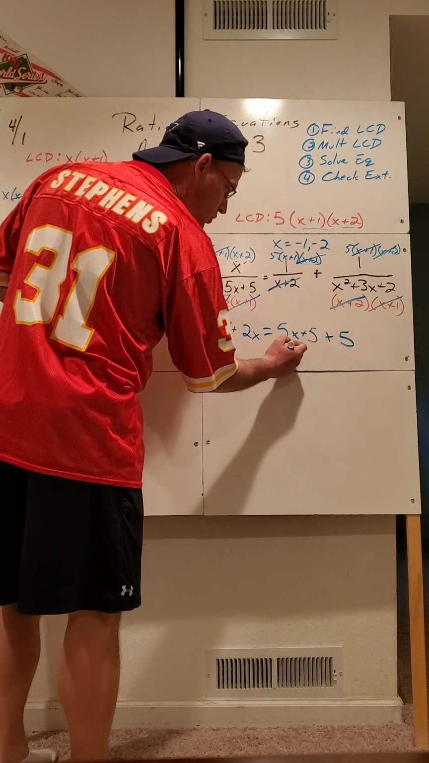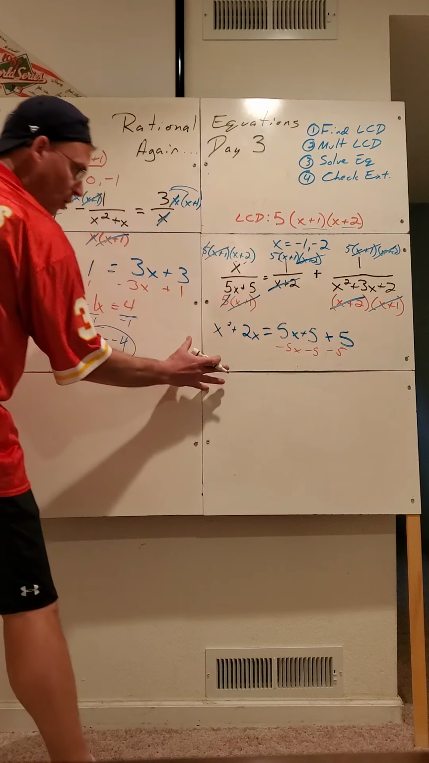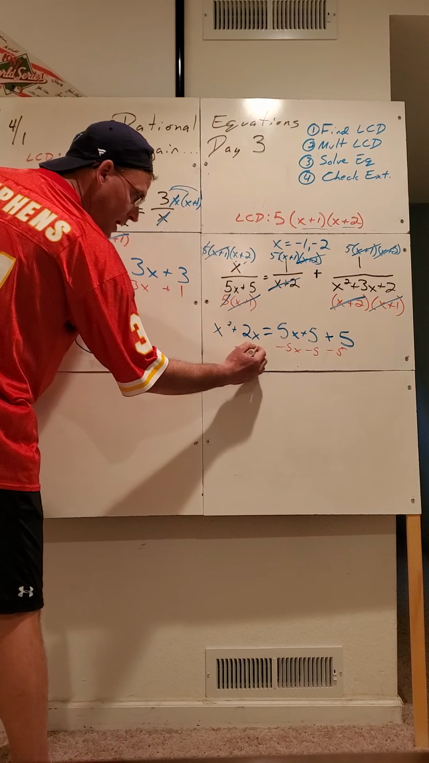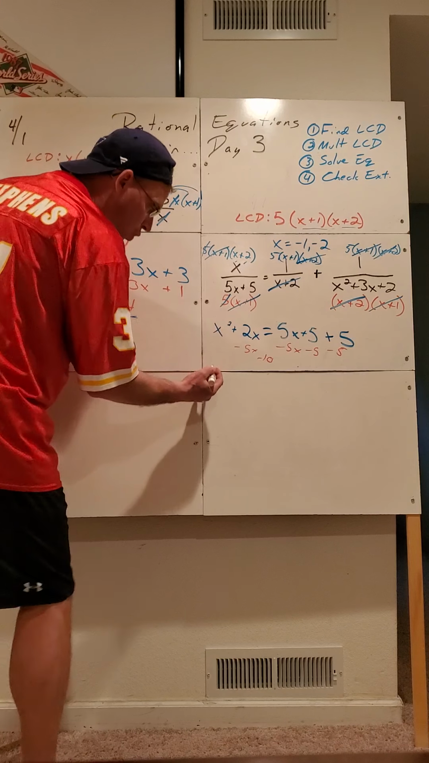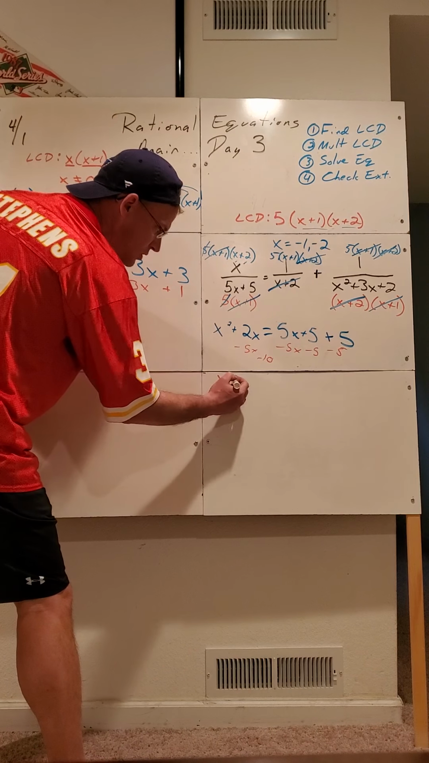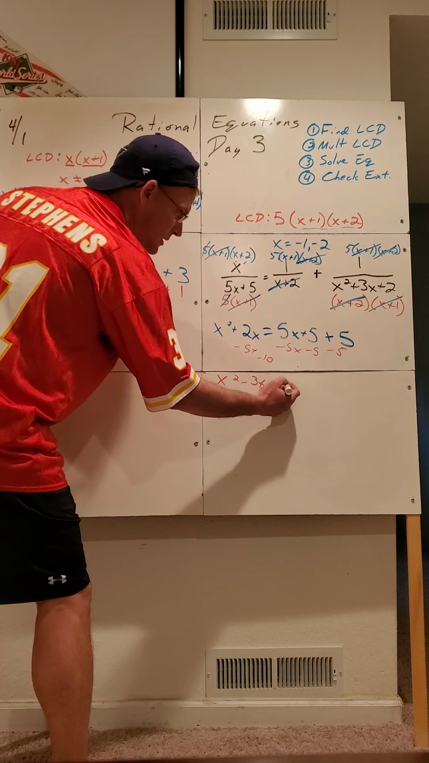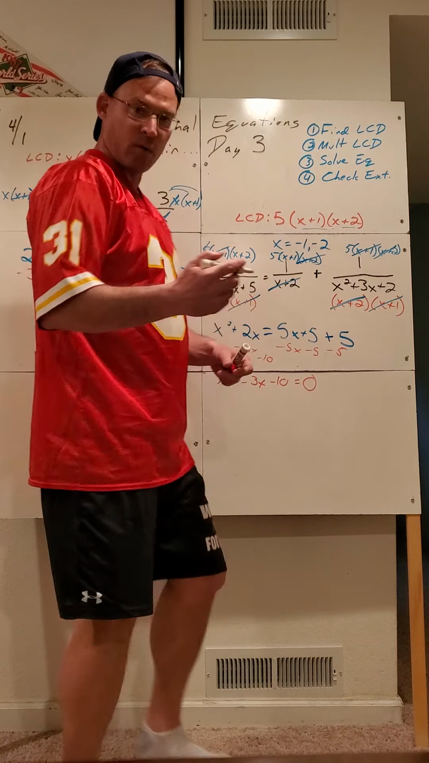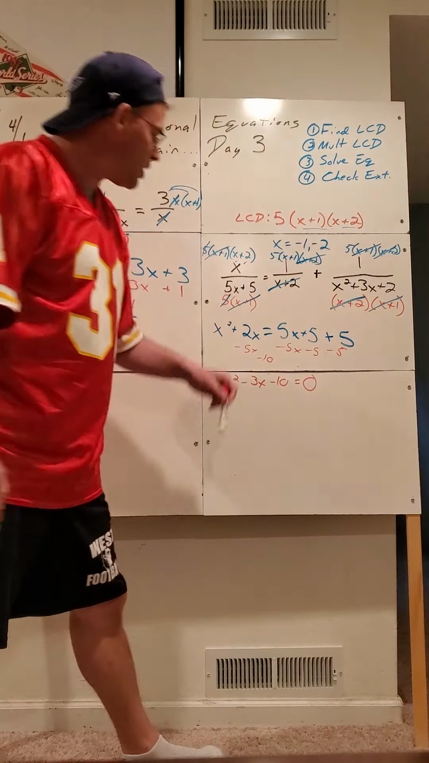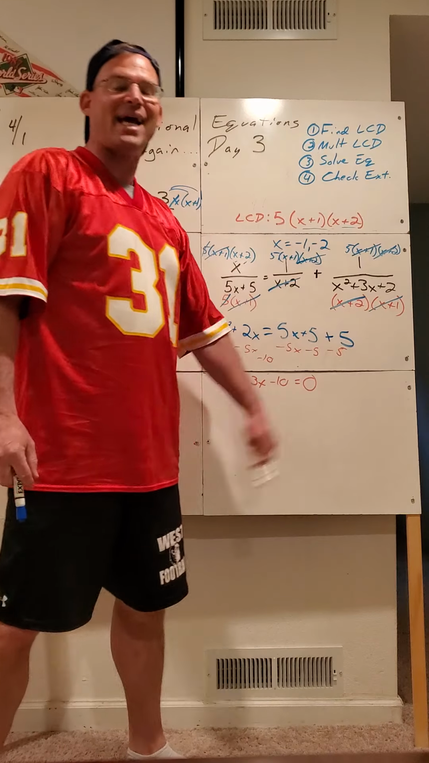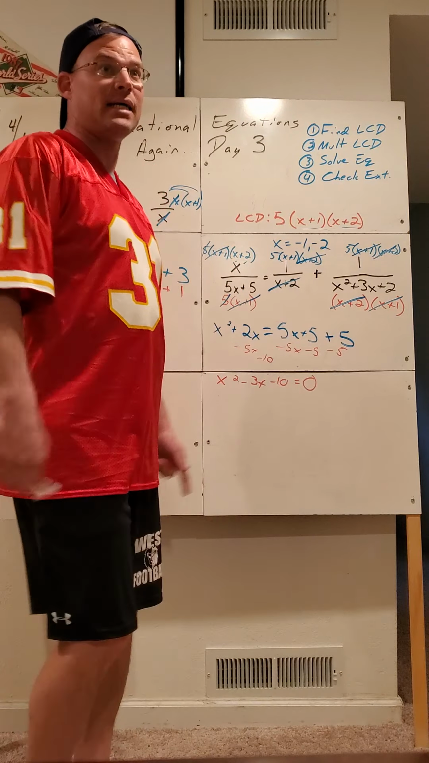So I need to subtract 5x. I need to subtract 5, subtract 5. I need to gather all that over here. Minus 5x and a minus 10 from the two 5's. What do I have? I have x squared minus 3x minus 10 equals 0. Zero product property tells me I got to factor this. So what multiplies to -10 and adds to -3? -5 and +2.